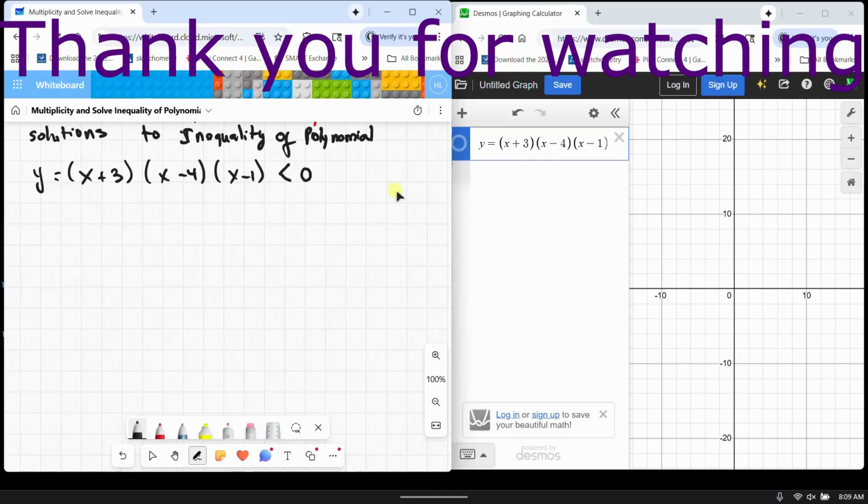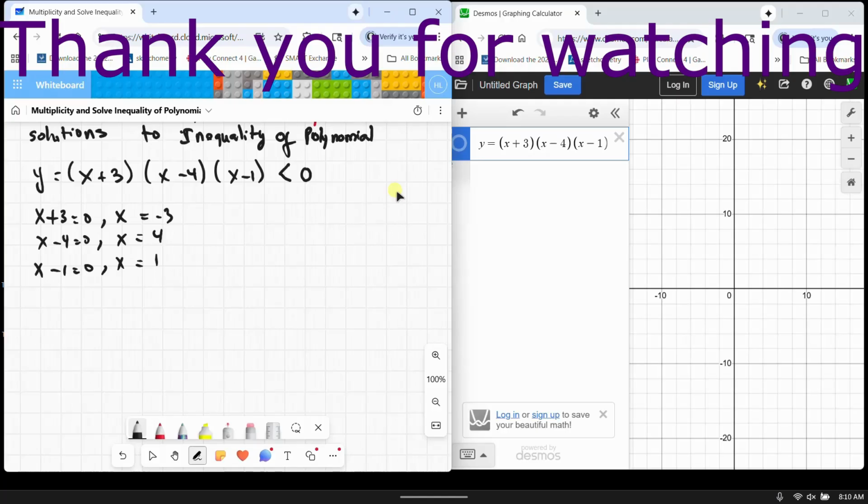Okay, so first we need to know what the solution is. The solution is when we make this equal to 0, so we can solve for this. If we have x plus 3 equal to 0, the solution is x equal to negative 3. If x minus 4 equal to 0, we have x equal to 4. We saw x minus 1 equal to 0, x equal to positive 1. So there are three solutions to this. But that is the solution if this y function is equal to 0, not less than 0.